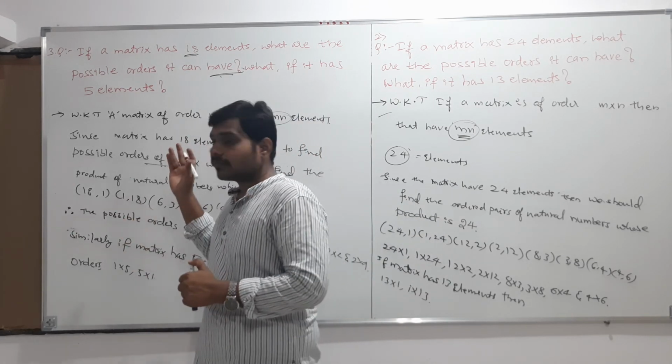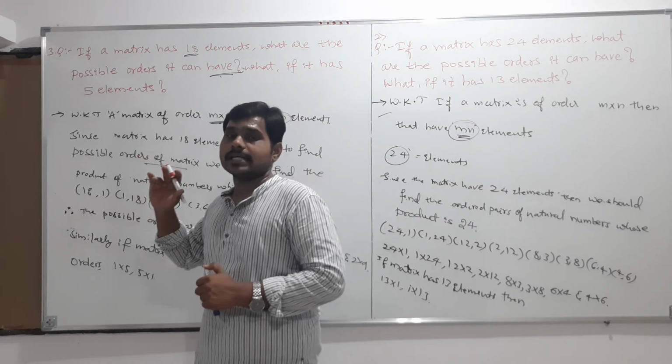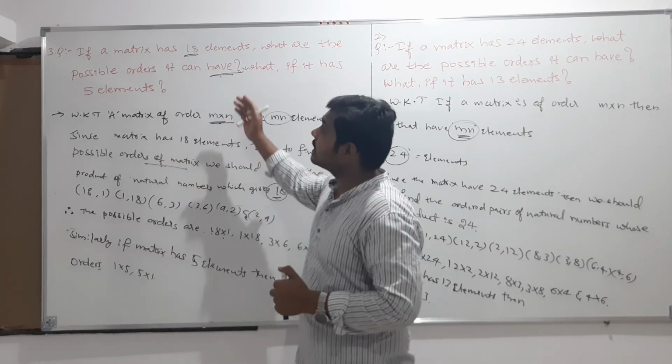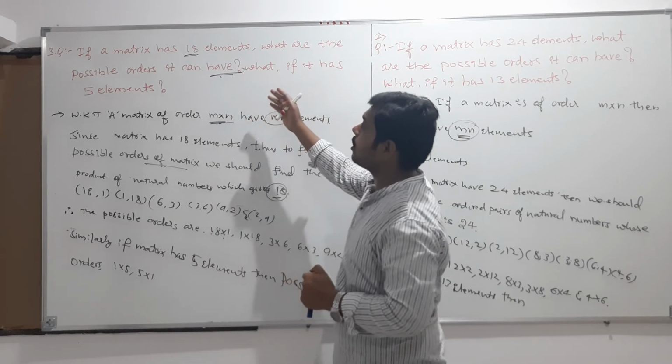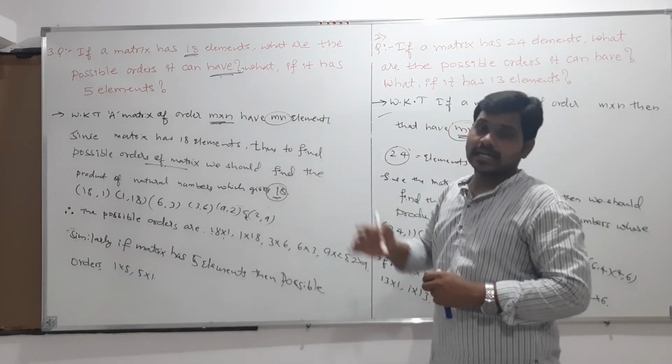Okay. For Kannada medium students, I'll explain once in Kannada. So, if a matrix has 18 elements, what are the possible orders it can have? What if it has 5 elements?